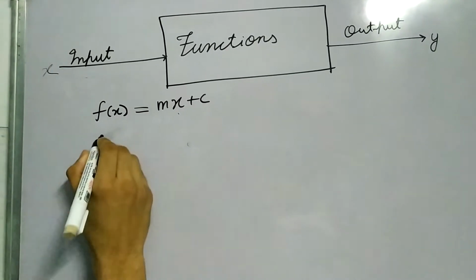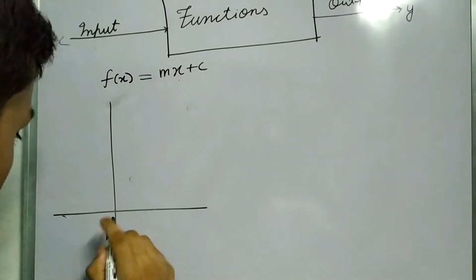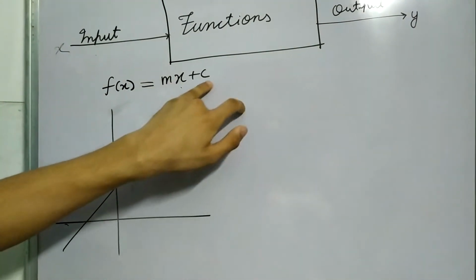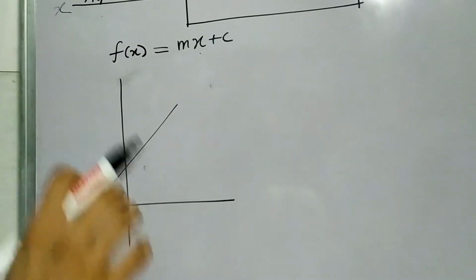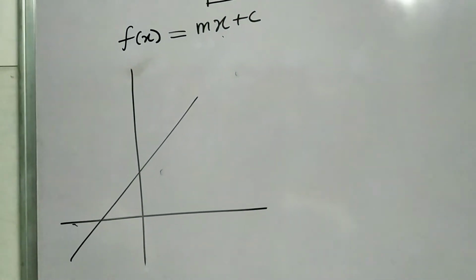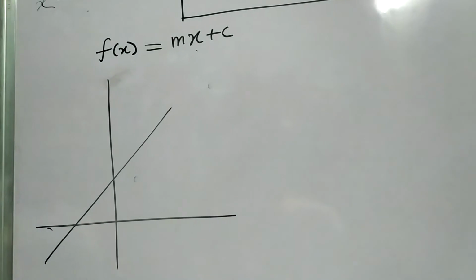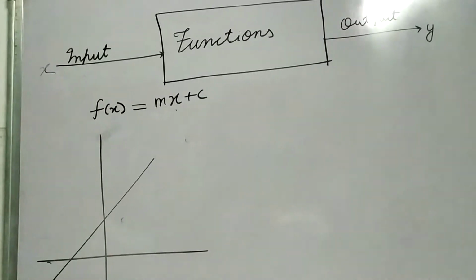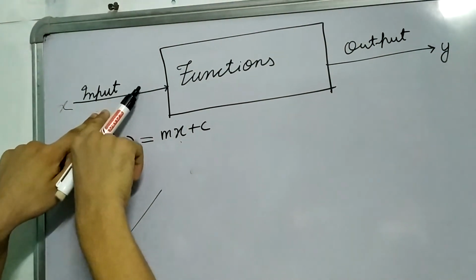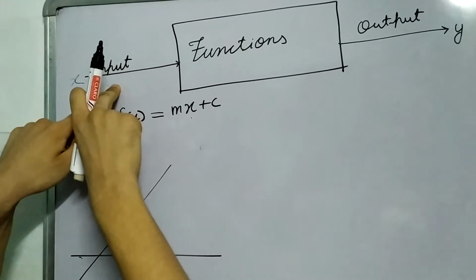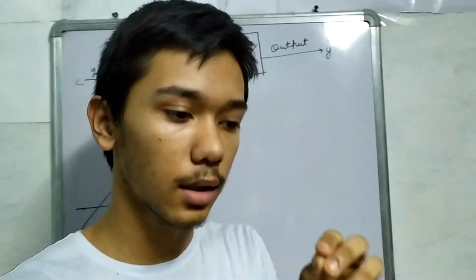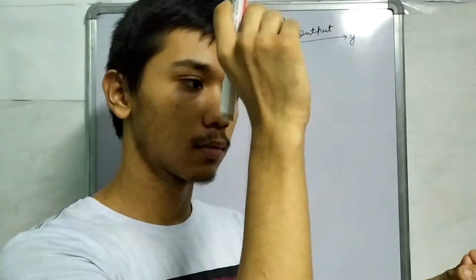And you also know how this function looks like, something like this. Now of course, depending on the values of c and m, this line will change, but the essence remains the same, that it will be a line. m is the slope, c is the y-intercept. An important property of functions is that for one value of input, x, you will always get only one output. It won't happen that you give one value of x and you get two values of y. No, one value of x, one value of y.